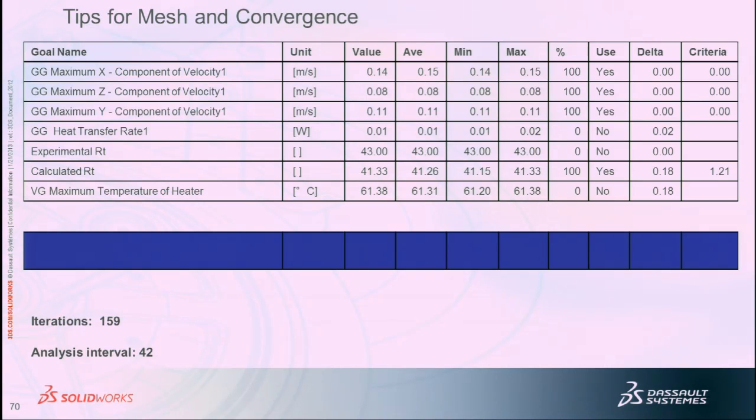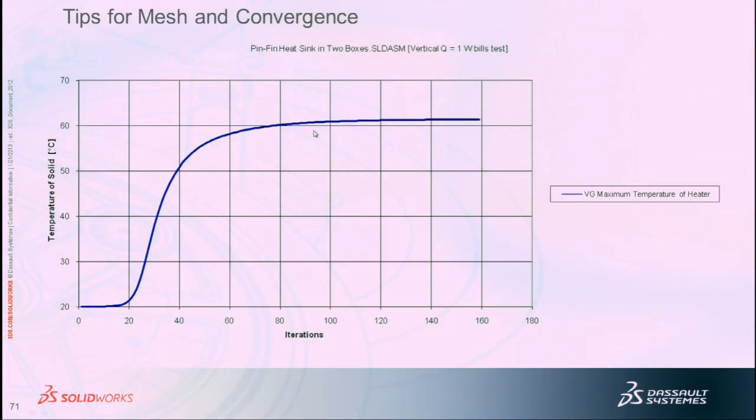Okay, and remember that bar that I was telling you about, that it looks at the first and last? The value is the last iteration. The average is the average value of a parameter across that bar. The min and max are the min and max across that bar. And it tells you, for each goal, whether it was used for convergence, the delta, and the criteria for convergence. So that bar was 42 iterations long. And here's another where it started low and then went high.